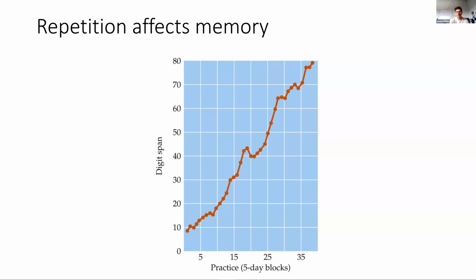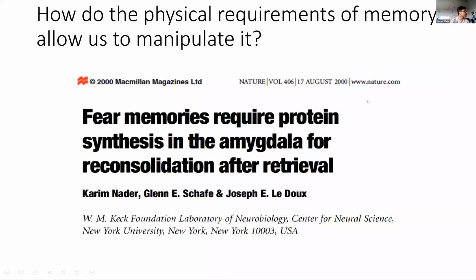Okay. So we're going to close a little early today on an example from some interesting papers. I'm going to try to show you some examples in the literature of how we know these things to be. So, for instance, fear memories.